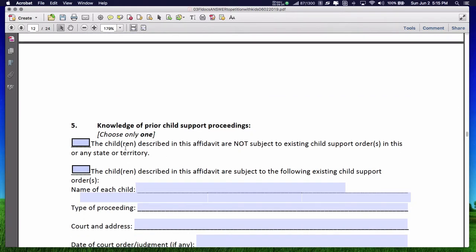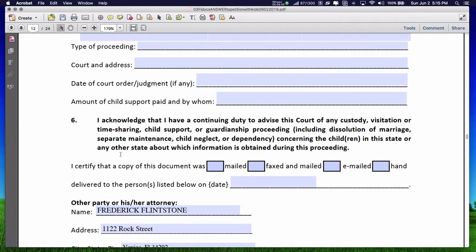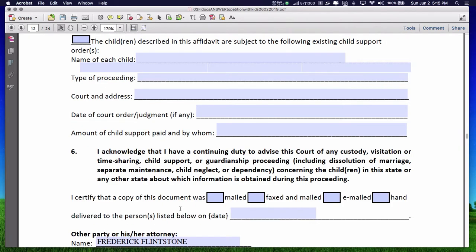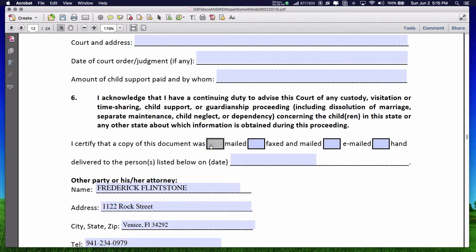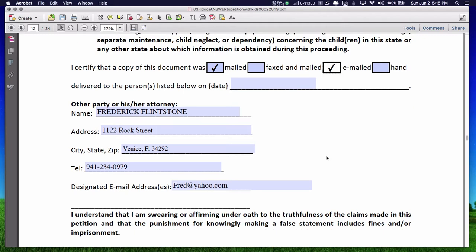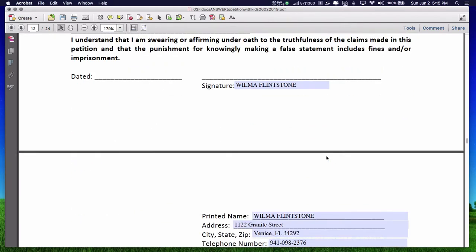Okay. The children are not subject to existing child support orders. Okay, so you check that box. If they are, you just put it in here. All right, and you're going to mail it and email it. It's usually that easy, and everything else is filled out.